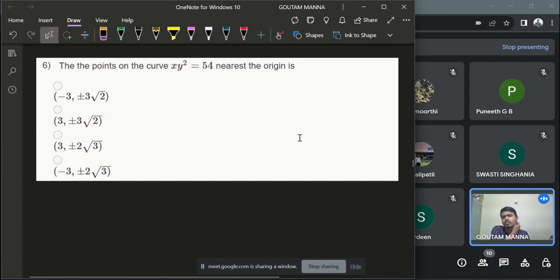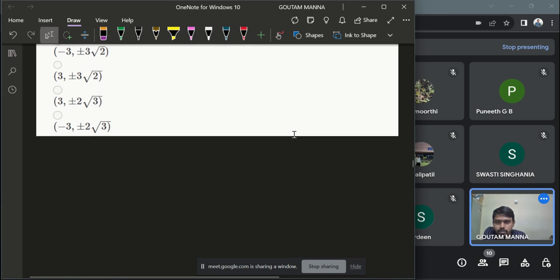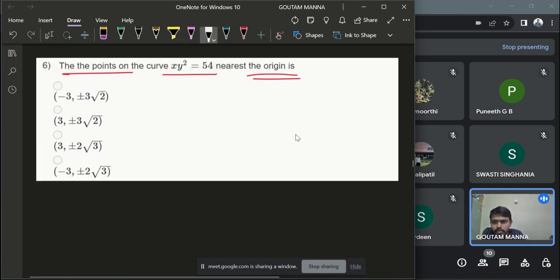So now problem 6. We are asked to find the points on the curve xy square equals to 54 nearest to the origin. So let me assume that any point is x, y. So we are in 2D here. So we have to be on this 2D curve xy square equals to 54. So this is the constraint we have.